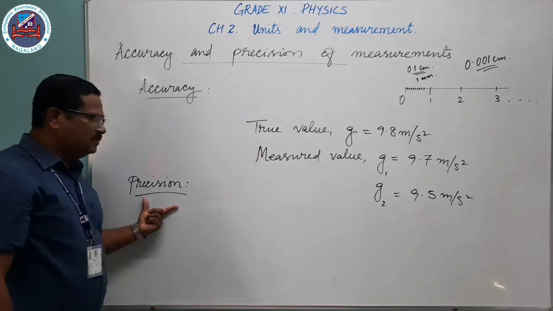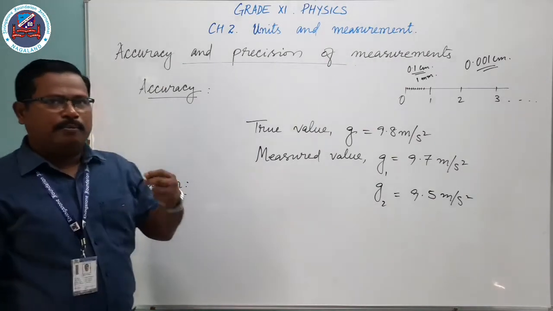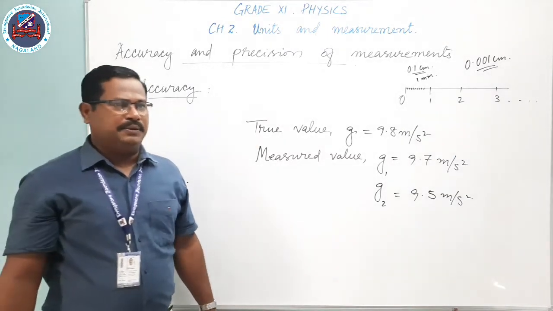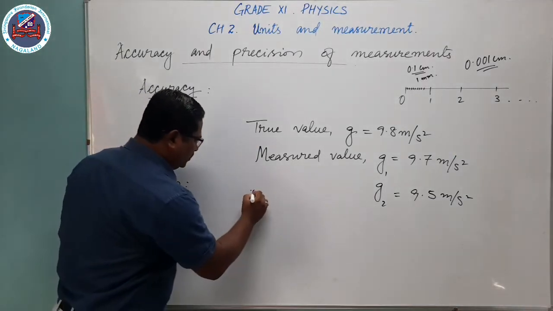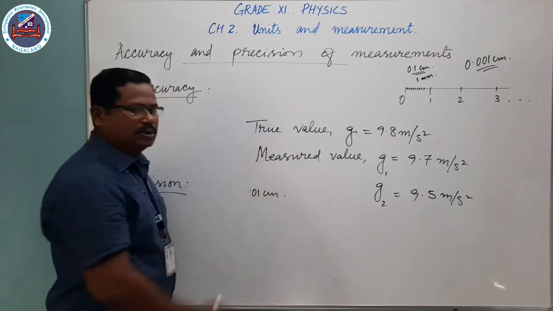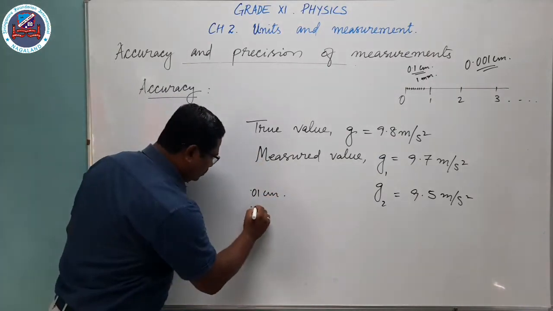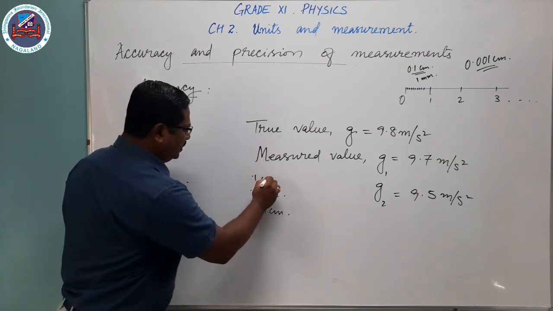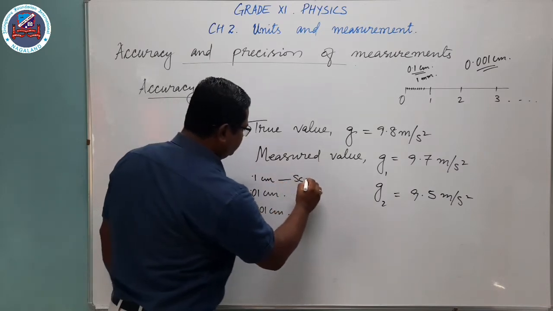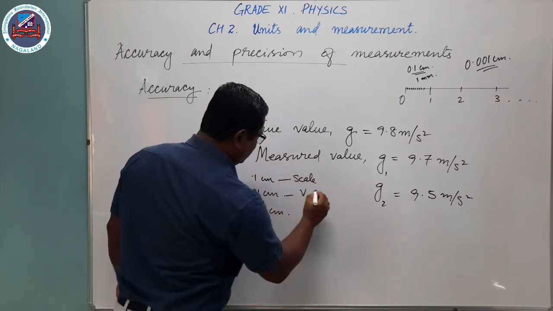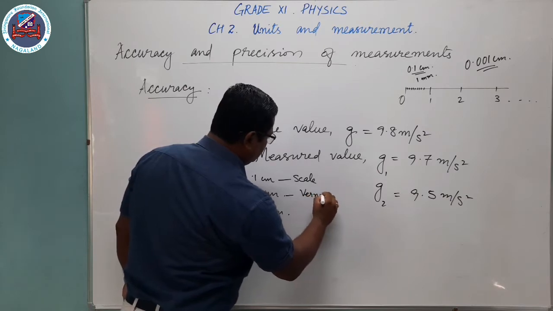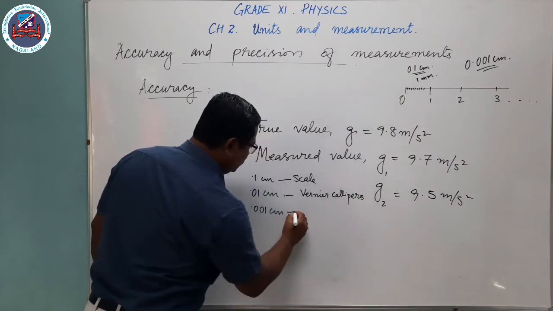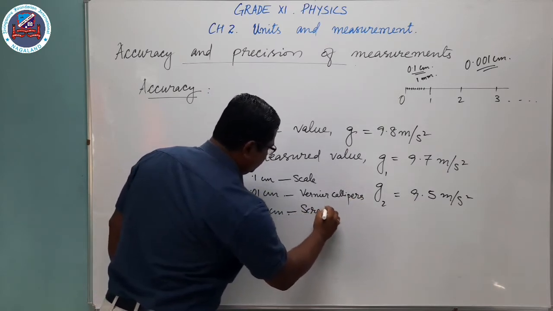So precision even tells us which instrument is more precise than the other. When we talk about vernier caliper, the least count is 0.01 centimeter. For screw gauge, the least count is 0.001 centimeter. For an ordinary scale, it is 0.1 centimeter. This is your scale, this is your vernier calipers, and this is your screw gauge.